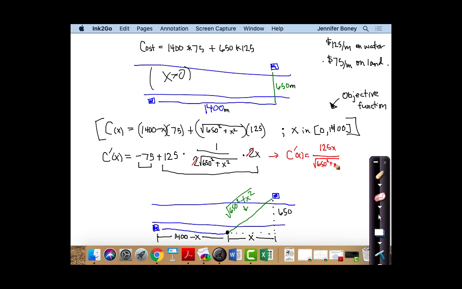.650 squared plus x squared minus 75. So, like I said, for derivative finding purposes, no need to simplify that. But for the purposes of doing anything with derivatives, it's a lot easier.